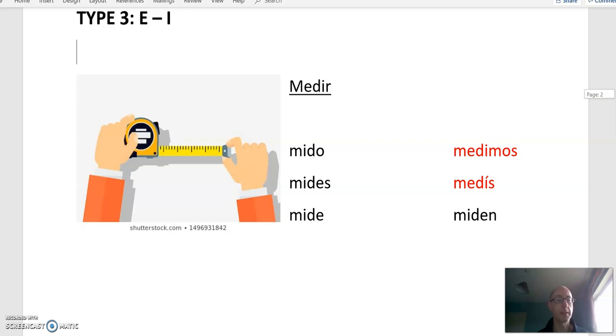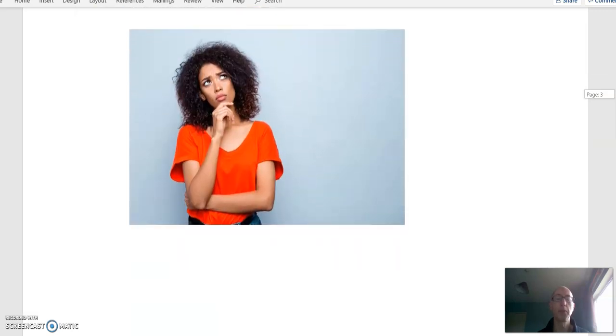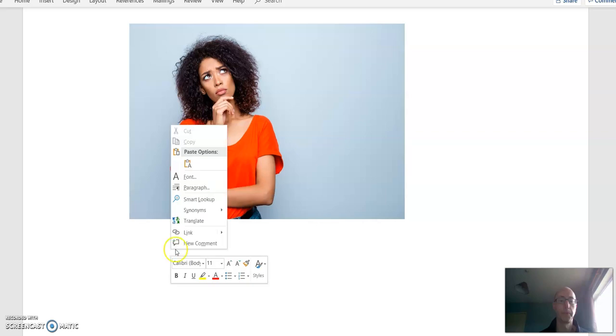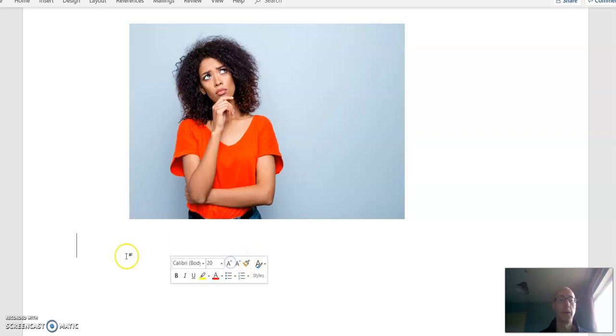So let's do a little bit of practice. Let's look at some verbs. What is she doing? What's this verb here? ¿Cómo se dice en español? Pensar. Pensar is a classic radical changing verb. How do you think it changes? You have an E, changes to the IE. So it's pensar, pienso. We'll do some more practice in a second.